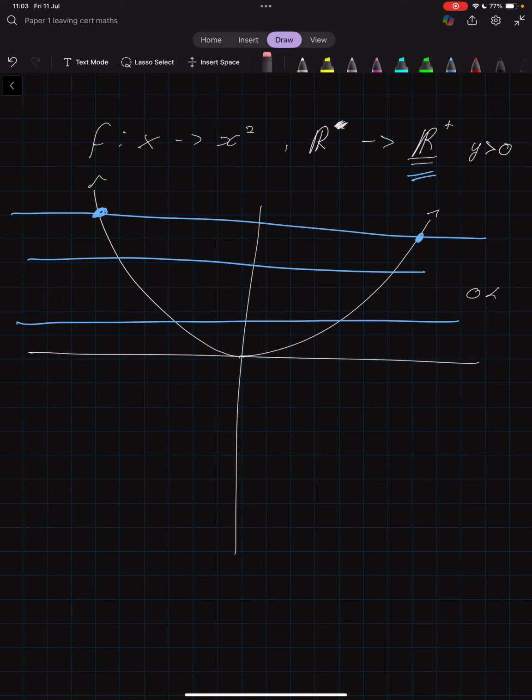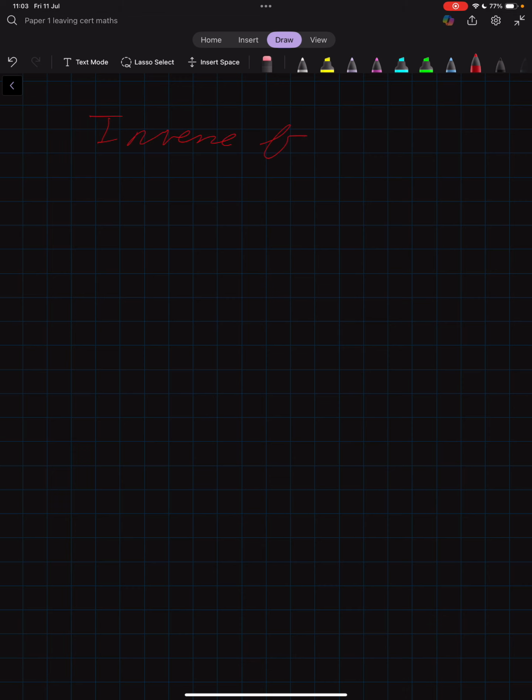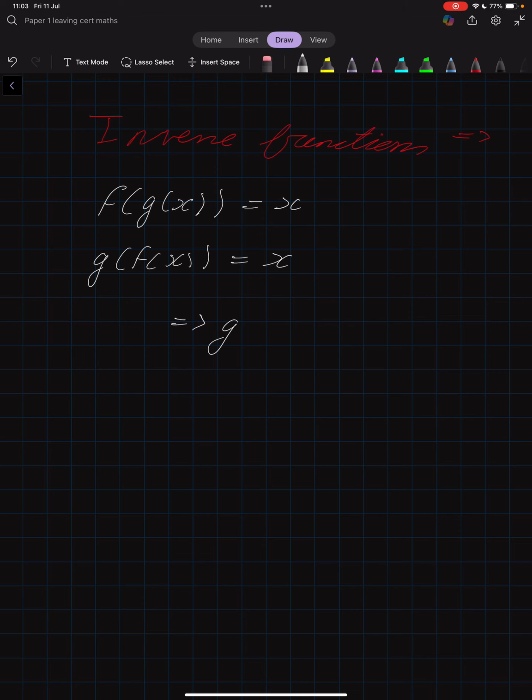Okay, very last thing is, how do you calculate inverse functions? So an inverse function is basically, if you do one and then the other, you get back to the same thing. So this is the thing that I said a while ago. It's basically, if you do f of g of x, you get x. Or you do g of f of x, and you get x. So this implies that g is equal to f minus 1. So the minus 1 up here means inverse.